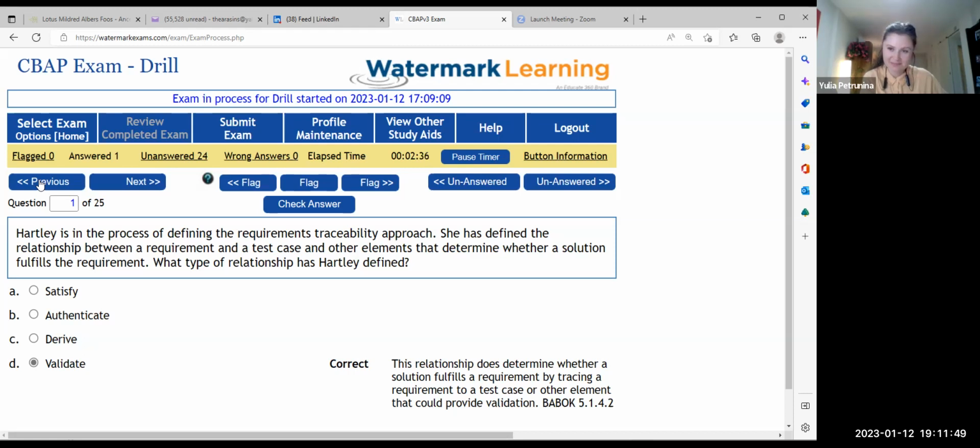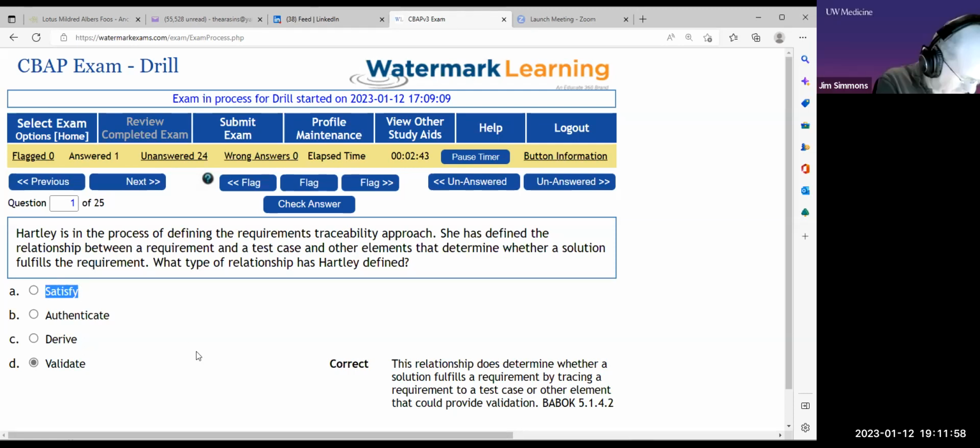And so you were looking for the satisfy one? Yeah, page 82. Relationship between the implementation element and the requirements it's satisfying. For example, the relationship between a functional requirement and a solution component. And then validate is between a requirement and a test case. So satisfy is the relationship between the requirement and the actual solution component.